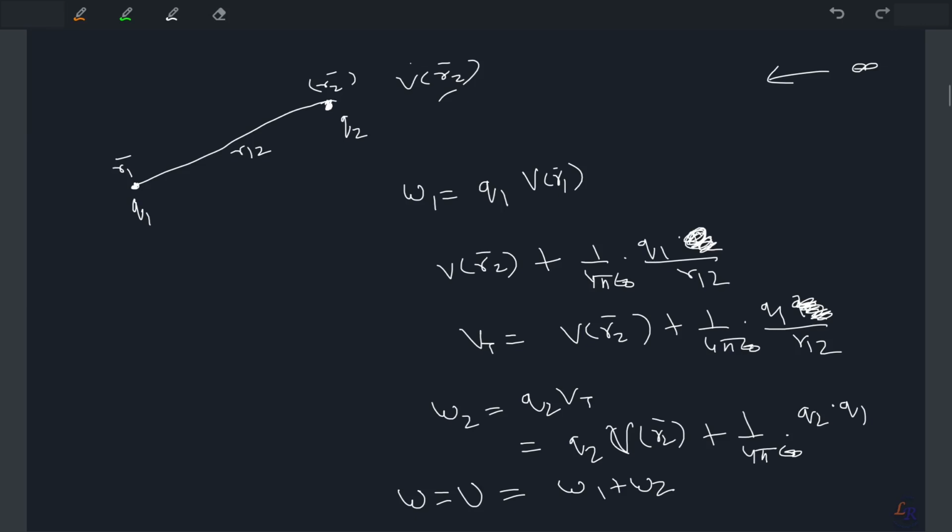So you can write that as Q1 V(R1) plus Q2 V(R2) plus 1 upon 4 pi epsilon 0 Q1 Q2 upon R12, right? So this is the difference here. Even for the first charge you brought, there is an external field, and based on that field we have the total work done, and that would be the potential energy of the system. Okay, so this is about the two-charge potential energy.